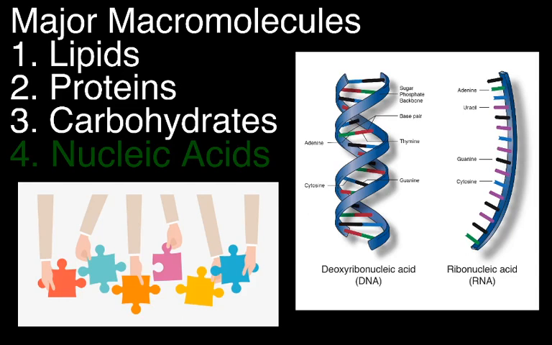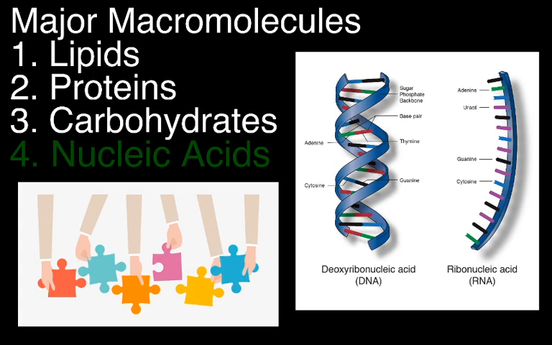The body consists of four major macromolecules: lipids, proteins, carbohydrates, and nucleic acids. These macromolecules are polymers, which are relatively large materials made up of repeating smaller units. These smaller pieces are building blocks called monomers. You can think of monomers as pieces to a puzzle.